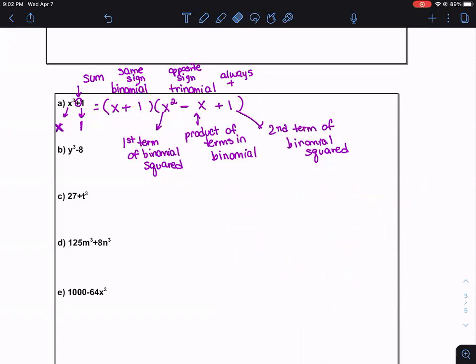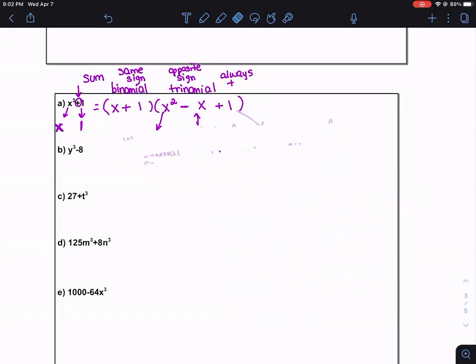And again, remember this is being recorded. I will post it on my site for you guys. And it's going to be up to you to recognize if you have a difference of squares or cubes. Some are difference of cubes. That's just going to take a lot of practice.